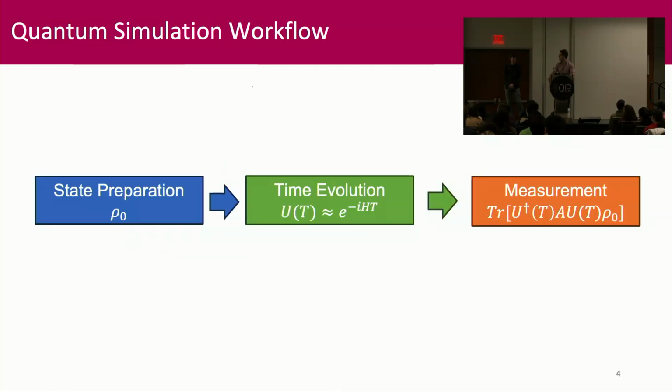So what does a typical quantum simulation workflow look like? Well, we start with a state preparation step with our initial state. We implement some time evolution with an approximate unitary, which approximates the full time evolution. And then at the end, we do a measurement of an observable. In this case, we're just measuring an expectation value of an observable A.